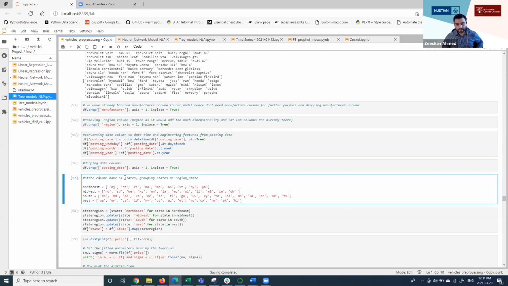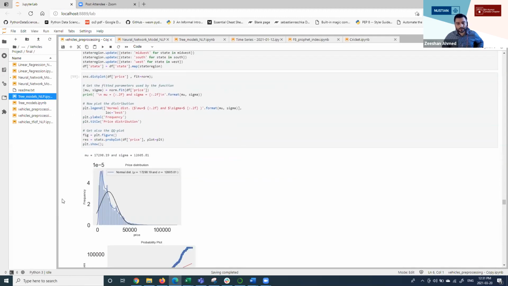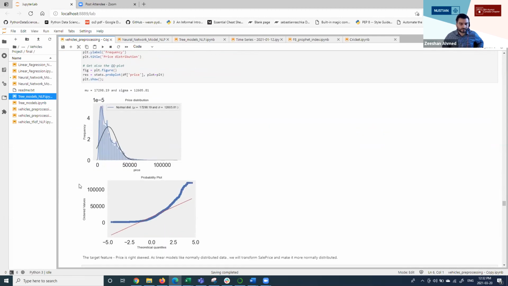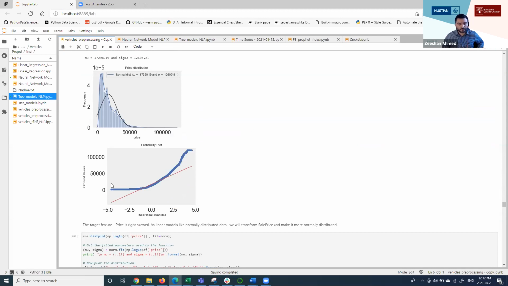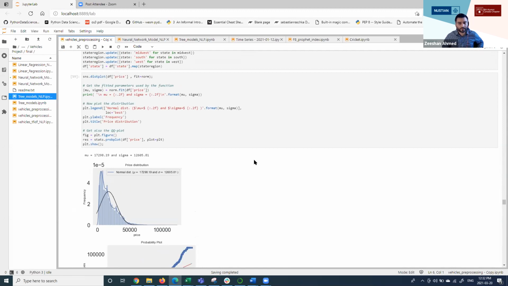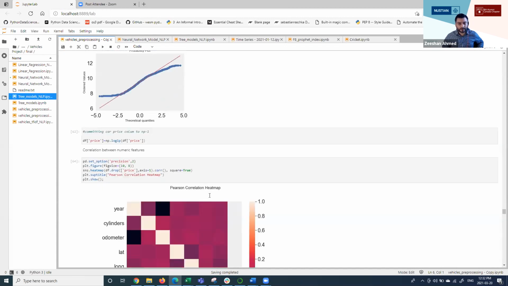So what I did was distribute all my states into 4 regions: Northeast, Midwest, South, and West, and then assigned them numbers, and that's how I converted them to numerical values. And the price column, which was my predicted column, was skewed on the right side, because there were more low-priced vehicles. It had to be turned into a normal distribution to get better results. That's where I used log1p to get my normal distribution.